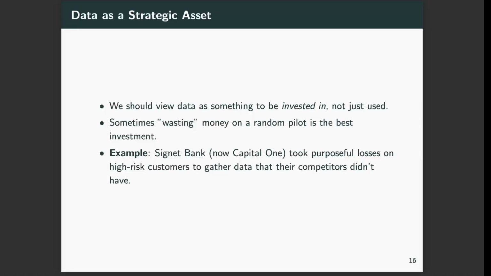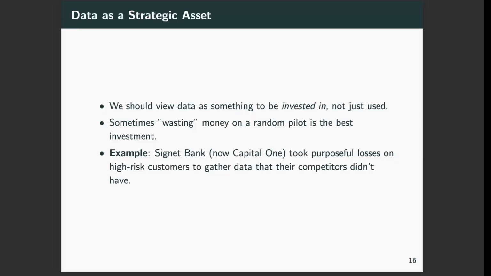To collect that data, Signet deliberately extended credit to some high-risk customers that other banks refused. Yes, they took losses on some of these customers, but in doing so, they observed how these high-risk customers actually behaved. How many defaulted, under what circumstances, and what features predicted default most reliably. This data was enormously valuable. It gave them a picture of credit risk that no competitor had. They used that data to build much more accurate risk models, which allowed them to price credit more precisely, expand into underserved markets profitably, and ultimately build what became Capital One, one of the world's most successful data-driven financial companies.